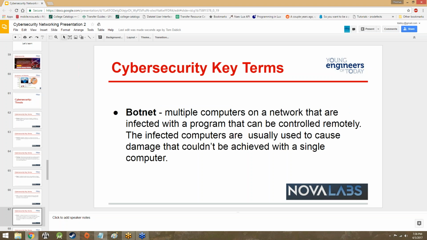Botnet: multiple computers in a network that are infected with a program that can be controlled remotely. It's simply a bunch of zombie computers. The infected computers are usually used to cause damage that couldn't be achieved with a single computer. And this can be related to overwhelming a server with network traffic, or sending in a bunch of requests and causing a server to shut down or something like that.